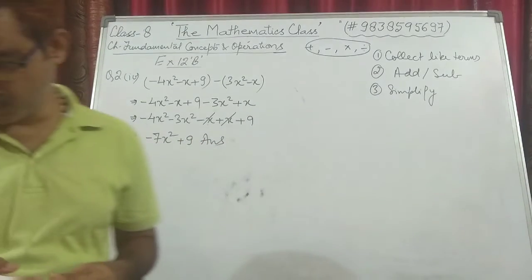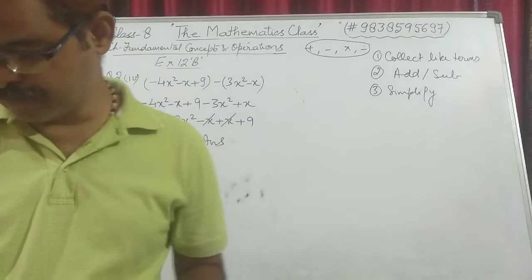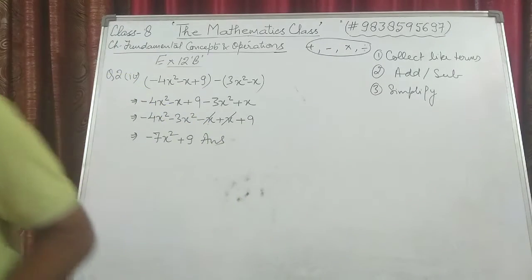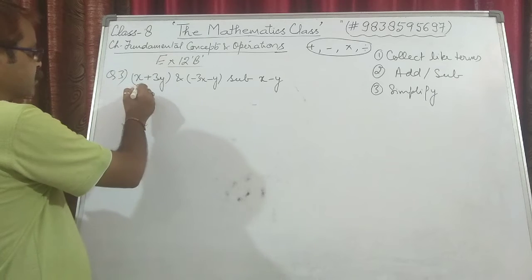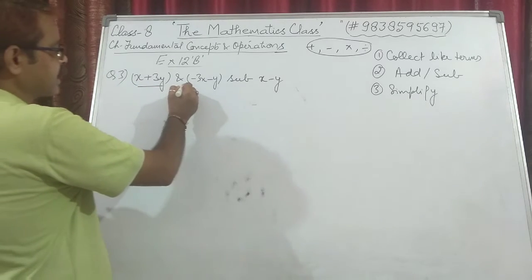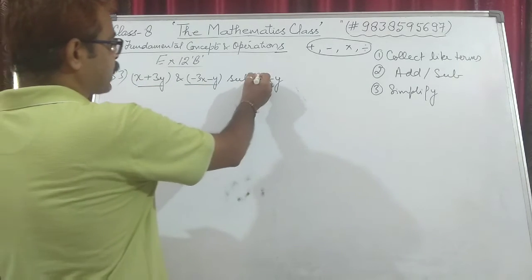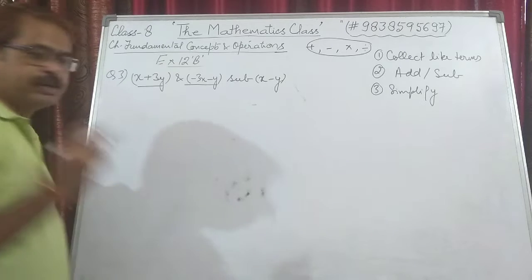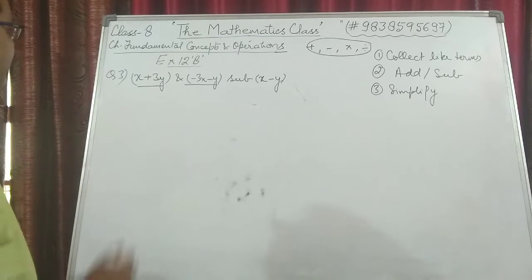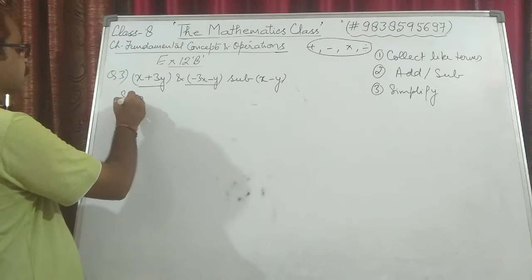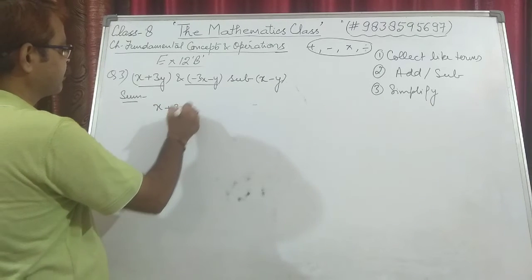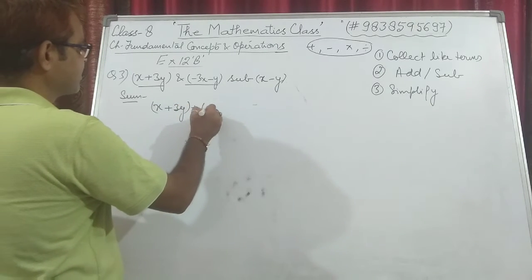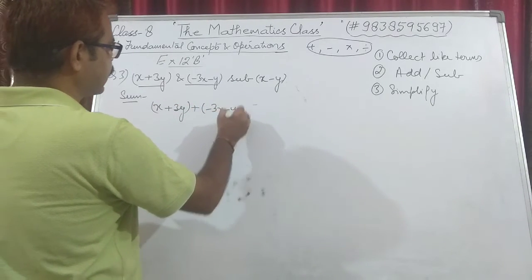Now we move on to question number 3. From the sum of this and this, subtract this. Question number 3 says, from the sum of x plus 3y and minus 3x minus y, subtract x minus y. It means first we will find out the sum. So the sum will be x plus 3y in one bracket plus minus 3x and minus y.